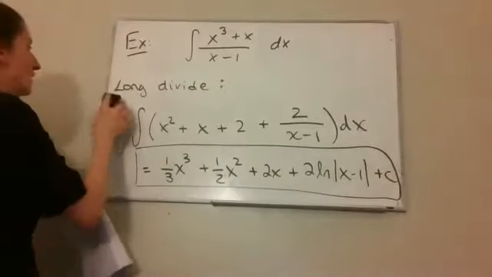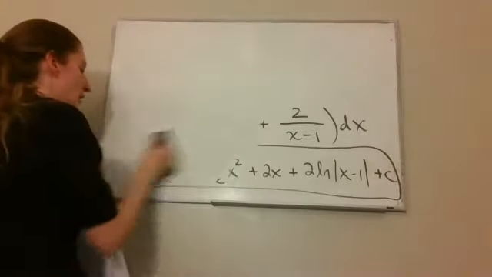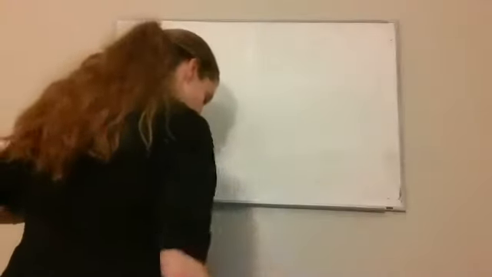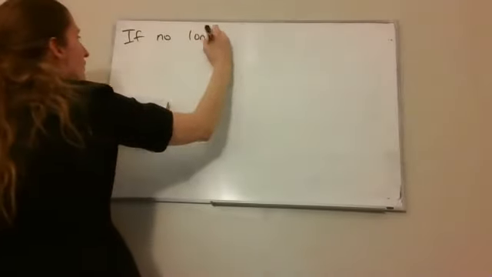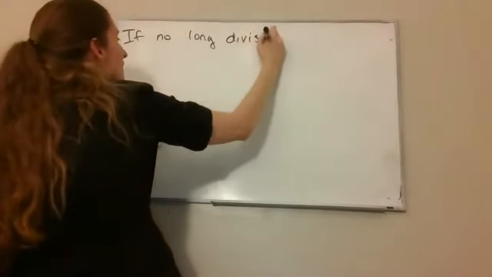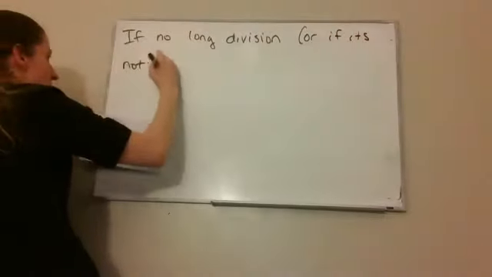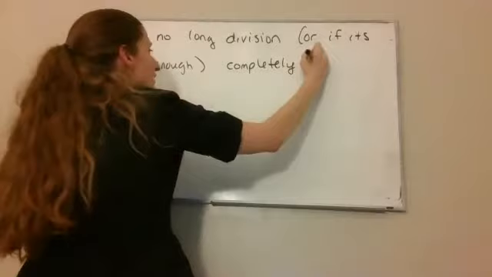Now, this is how you would do it using long division. But what if we don't have long division to do in the problem? What if the numerator already has a smaller degree than the denominator? So if there's no long division necessary, or it's not enough to finish the problem up, now we have to factor the denominator. So if no long division, or if it's not enough, completely factor the denominator.